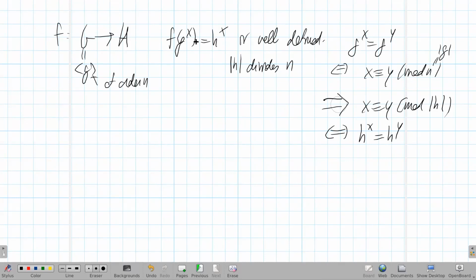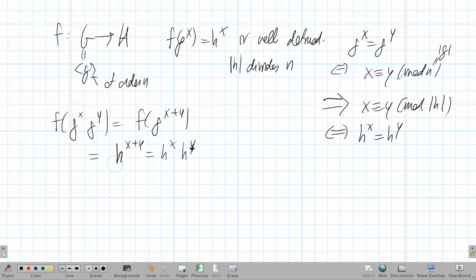And then of course f is a morphism, simply because if you do f of g^x g^y, the product, then you have g^(x+y), and then this f is h^(x+y), and this is h^x h^y, where I'm using the rules for computing with powers. Okay, so it's a morphism.